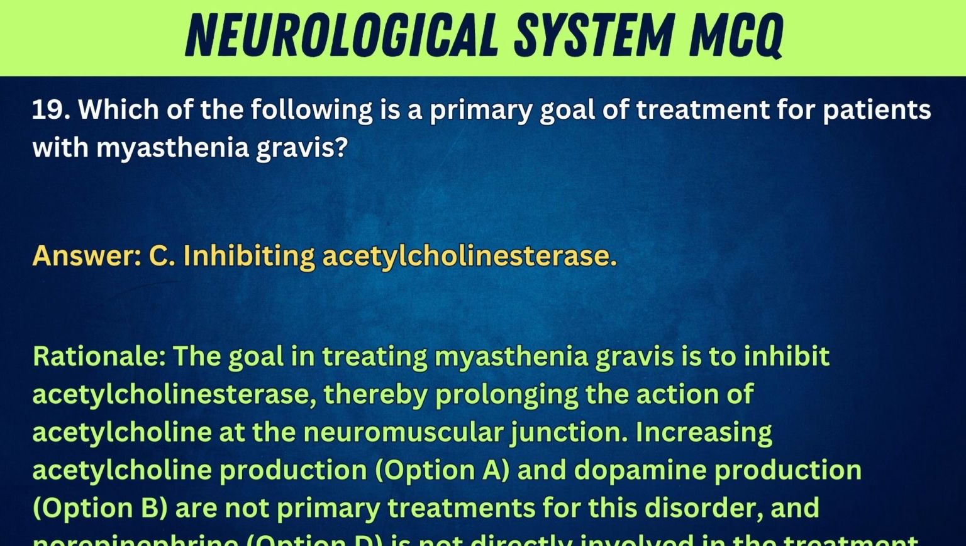C. Inhibiting acetylcholinesterase. Rationale. The goal in treating myasthenia gravis is to inhibit acetylcholinesterase, thereby prolonging the action of acetylcholine at the neuromuscular junction. Increasing acetylcholine production, option A, and dopamine production, option B, are not primary treatments for this disorder, and norepinephrine, option D, is not directly involved in the treatment.